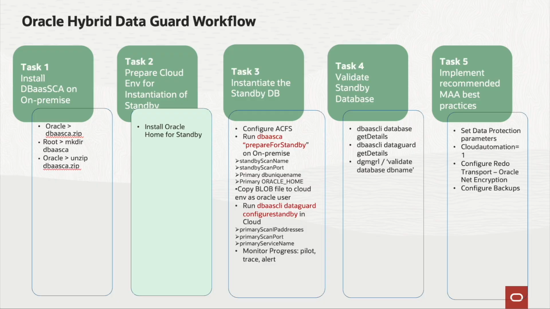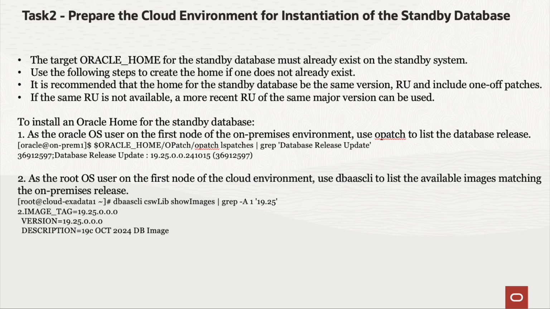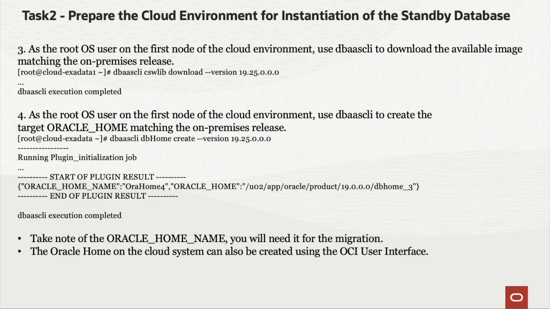In task 2, install Oracle Home for standby. Use the following steps to create the home if one does not exist. It is recommended that the home for the standby database be the same version RU and include the same one-off patches. If the same RU is not available, a more recent RU of the same major version can be used. Take note of the ORACLE_HOME_NAME. You will need it for the migration. The Oracle Home on the cloud system can also be created using the OCI user interface.